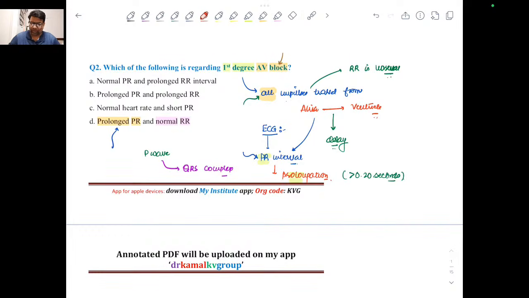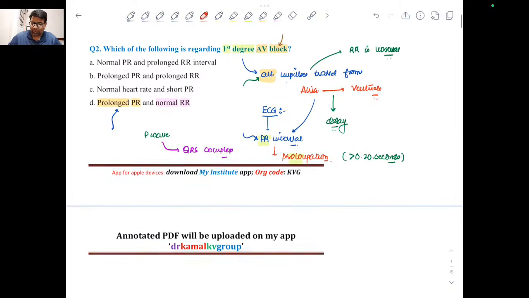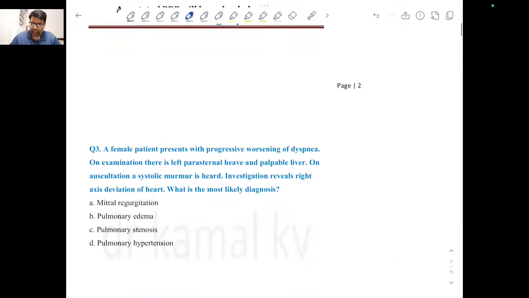Okay, that's very important. Because what students usually think is that if there is a block, it means some of the impulses generated from the atria will not reach the ventricles. But for first degree, that's not true. So that's the only catch in this kind of question. Okay, so please remember. The next question.